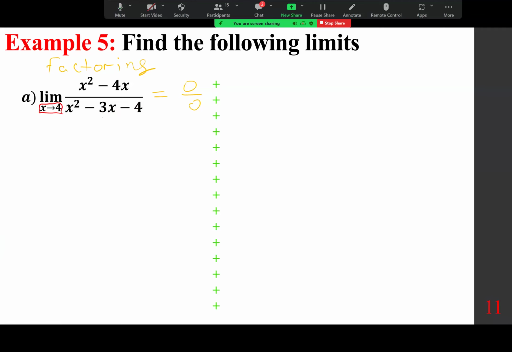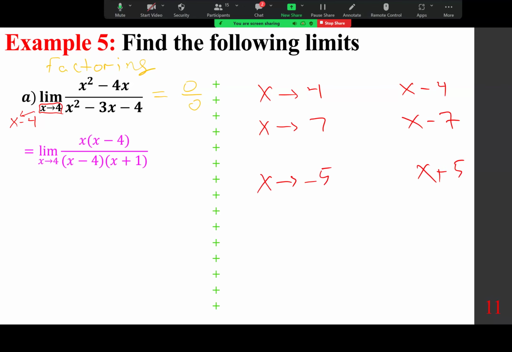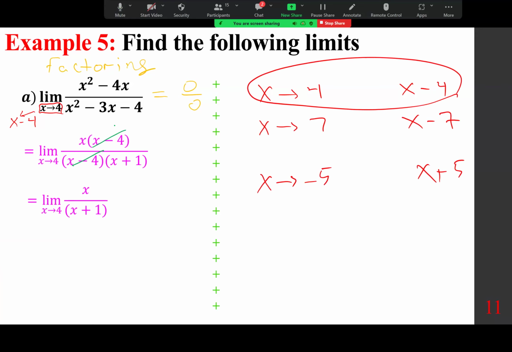But one of the things that can help you figure out what's going on: when x approaches 4 and you're getting 0 over 0, the denominator must have a factor of x minus 4. If x is approaching 7, we must have a factor of x minus 7 most of the time. But if it's approaching, let's say, minus 5, then we should have a factor of x plus 5. So as you can see here, we do have a factor of x minus 4, and that will help us with the factoring also. Now if I plug in 4, you get 4 over 5, and we are done. So the technique in this example is factoring.